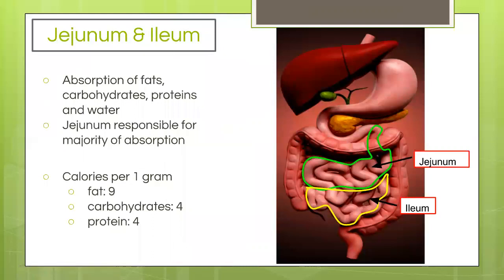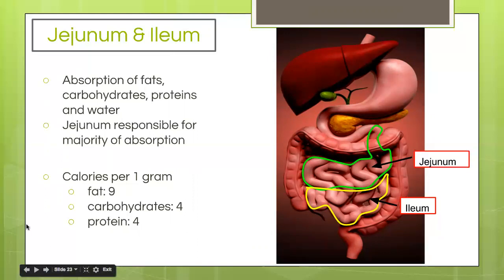Okay, so after your duodenum, the second portion of your small intestine is your jejunum, and the third portion is your ileum. These two portions of the small intestine are responsible for absorption of your nutrients and vitamins. Your jejunum is the main absorption site. So it's going to absorb the majority of your fats, carbohydrates, proteins, and water to get good nutrition and vitamins.